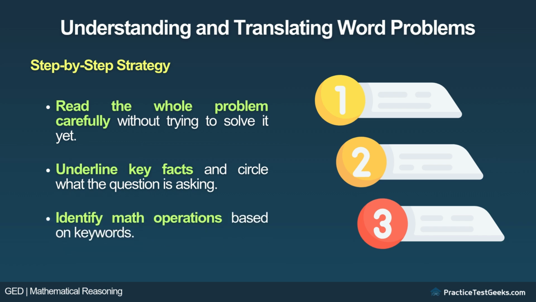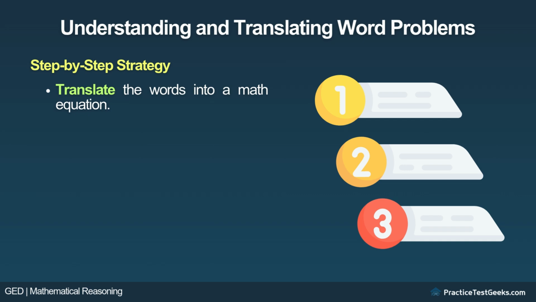Next, identify math operations based on keywords. Certain words will tell you if you need to add, subtract, multiply, or divide. Once that's clear, translate the words into a math equation. This is how you turn a real-life problem into numbers you can work with. Finally, solve and check your answer to make sure it makes sense in the context of the problem.